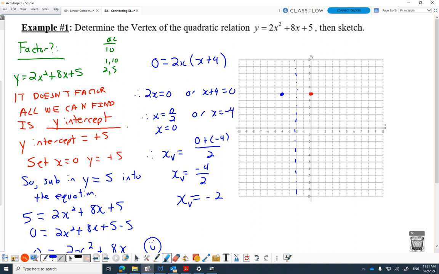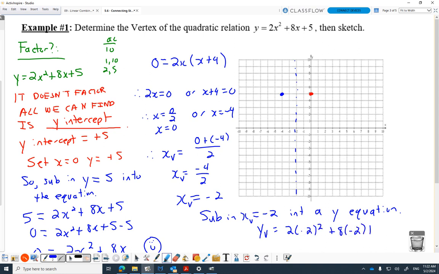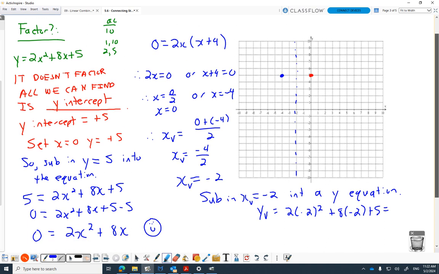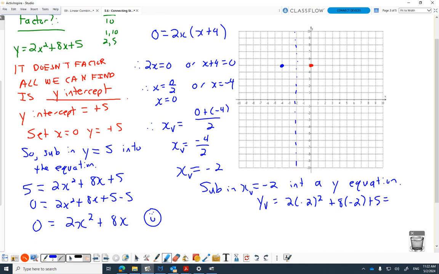Just sub in x equals negative 2 into a y equation. The only reason I wrote into a y equation is to prepare you for the idea, like we did with substitution elimination, that there could be some choices here. I don't think there is this time. There's only one good equation to sub into. So to get the y value of the vertex, I go 2 times negative 2 squared plus 8 times negative 2 plus 5, I'm running out of space here, equals 8 minus negative 3?